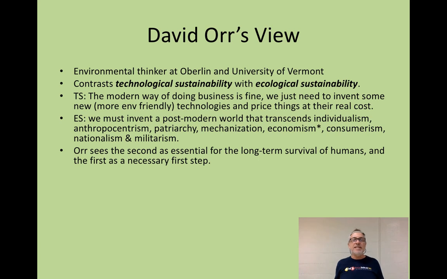He sees the second as essential for the long-term survival of humans. He believes humans will drive themselves to extinction without it. And he sees the first type of sustainability as a necessary first step. So first, we have to rein in what we're doing with technological sustainability, adjusting the system, and then we have to figure out how to evolve a new worldview. You can be sure that systems thinking will be a part of that evolution. Otherwise, Orr says, humans will not be around.